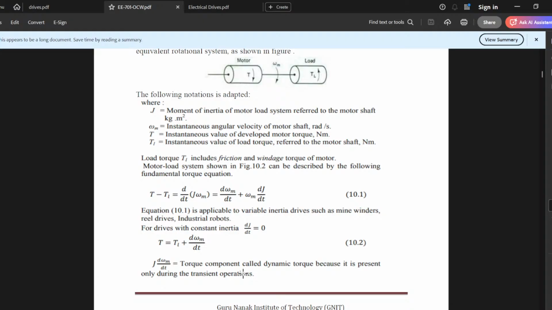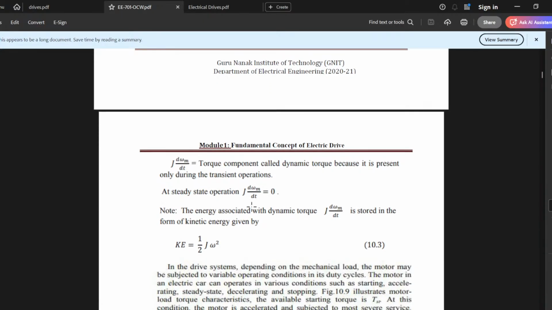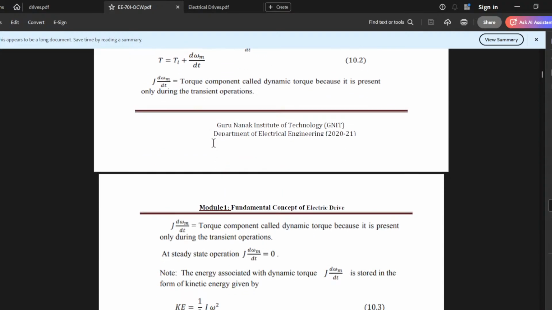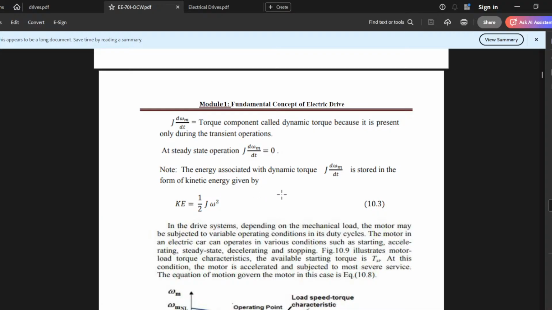You got it, guys? See what happened is there should be a J here. But what it's saying is that the component is called dynamic torque, and it is present only in transient operations. And we are studying steady state operation. At steady state, this becomes zero. The energy associated is stored in the form of kinetic energy, half J omega square.